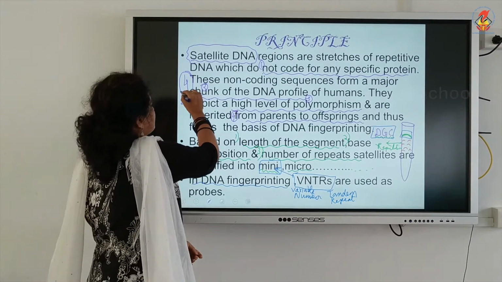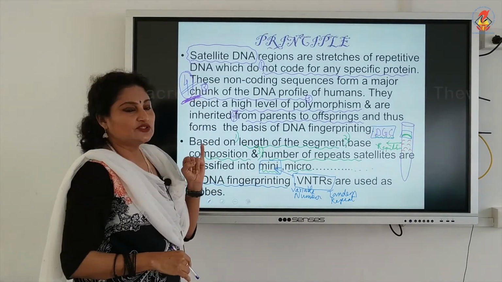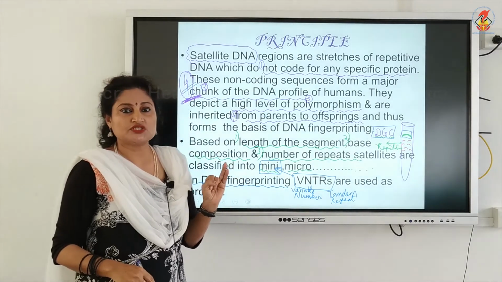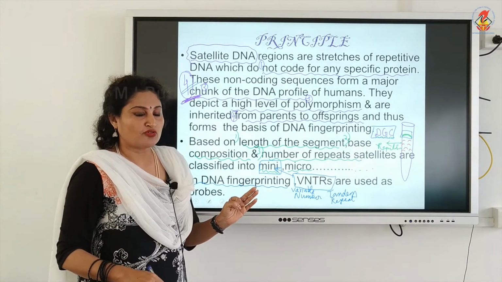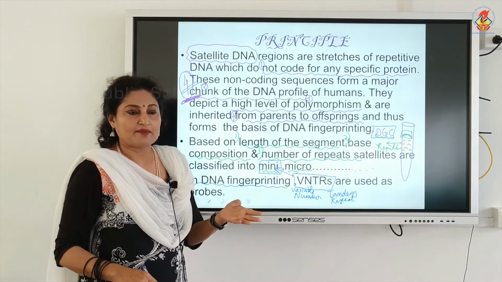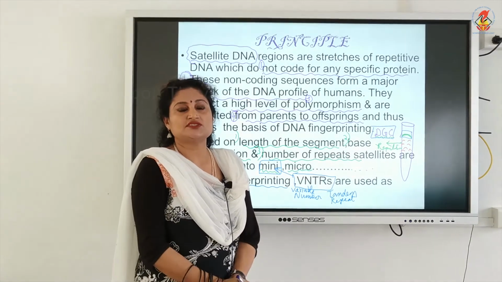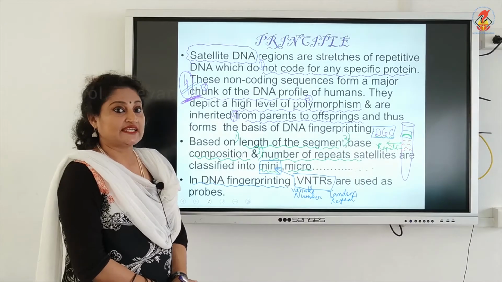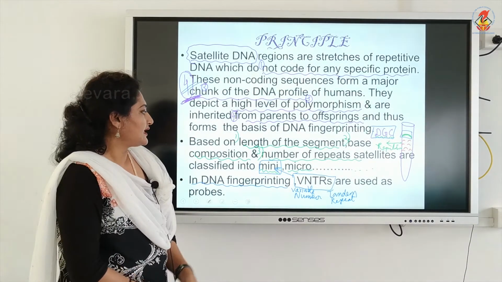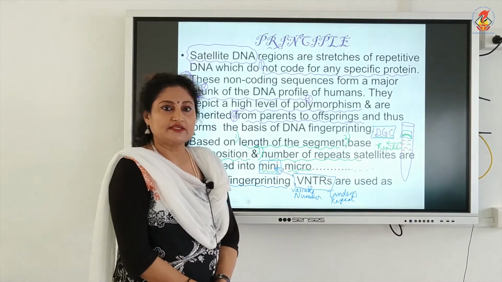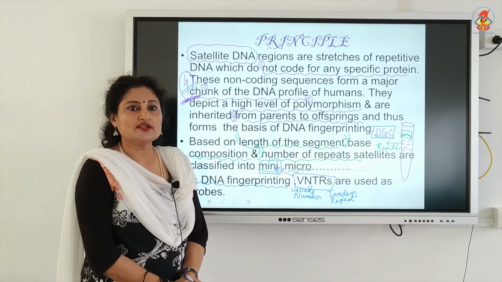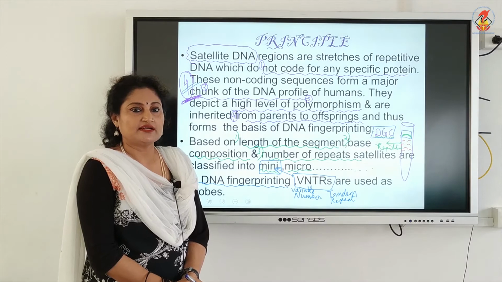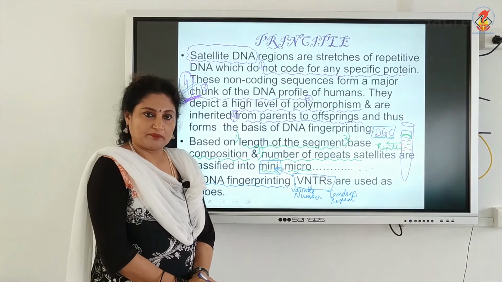Now the properties of satellites: they do not code for proteins, they form a major chunk of the human genome, they show a high degree of polymorphism, and it is inheritable. And because it is inherited, they are very good tools as genetic markers. And in DNA fingerprinting, which satellite was used? It was a mini satellite called VNTR, variable number tandem repeats.